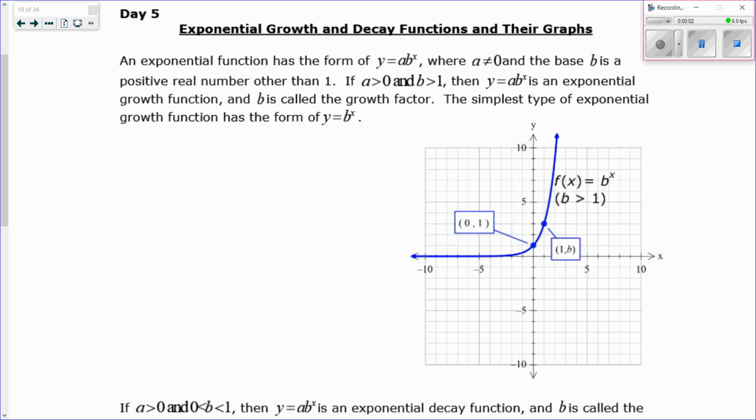Hi, and welcome to day 5 of exponents. So today we're going to be talking about exponential growth and decay functions and their graphs.